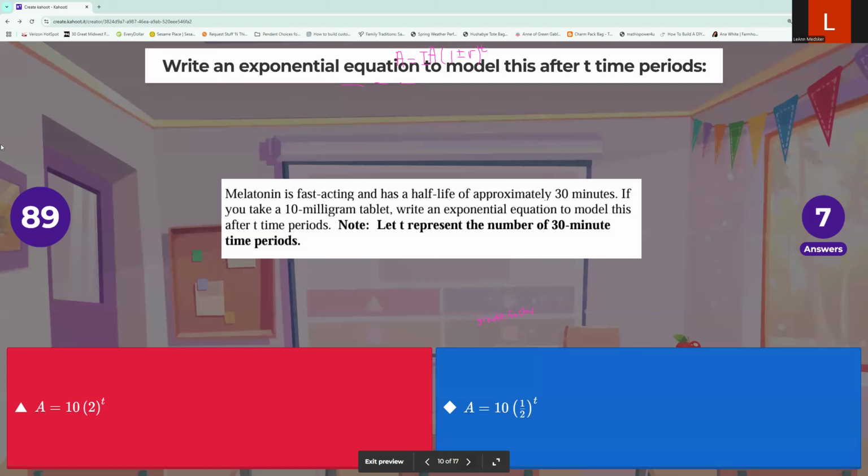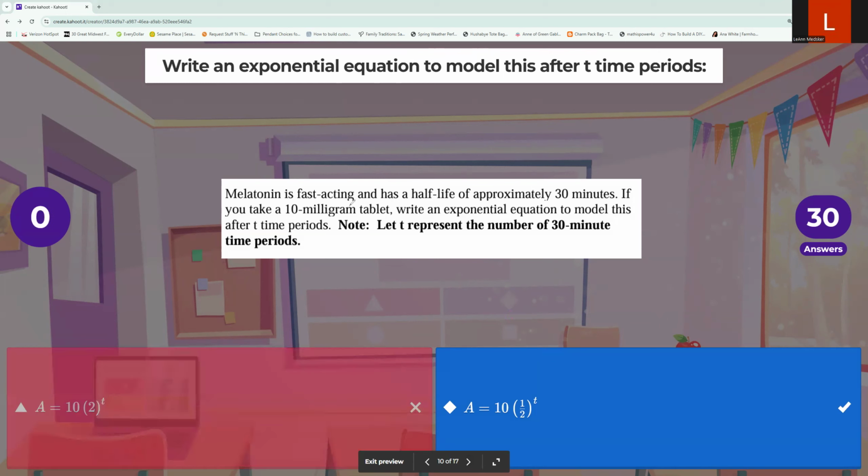Okay, so here's an example we can look through together. It says melatonin is fast acting and has a half-life of approximately 30 minutes. So half-life, that's our decay factor. If you take a 10 milligram tablet, write an exponential equation to model this after t time periods. Notice you have the 10 milligrams that you originally took, and then it's a half-life. So that means it's a 1/2 or a 0.5 for that decay factor, and then that would be the t.